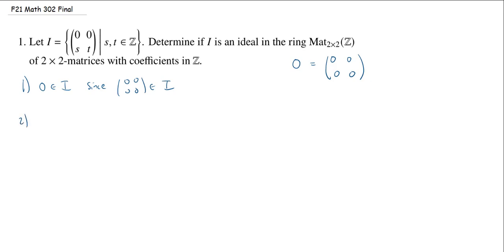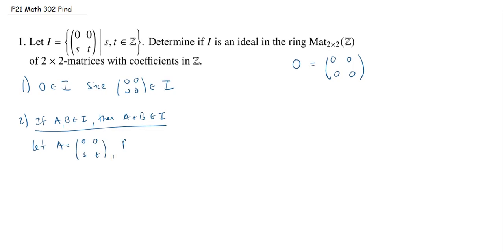What's the second thing we have to check? Right, closure under addition. If I have two matrices A and B in I, then I need to check that A plus B is an element of I. So let's check that. If I have some A, it's going to look like an S and a T. So let A equal 0, 0, S, T, and B equal 0, 0, U, V, where S, T, U, and V are all integers.